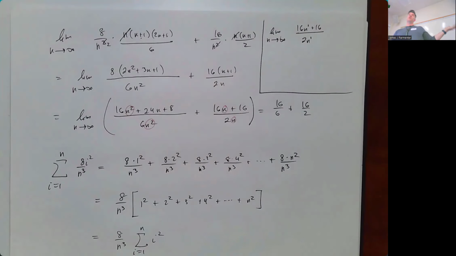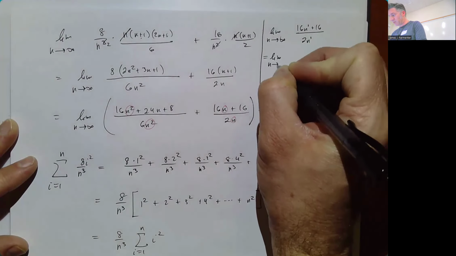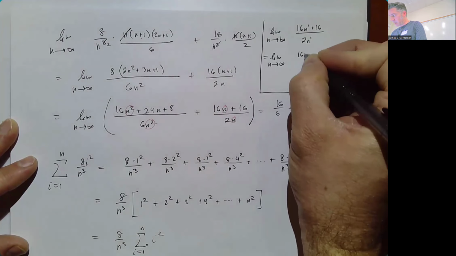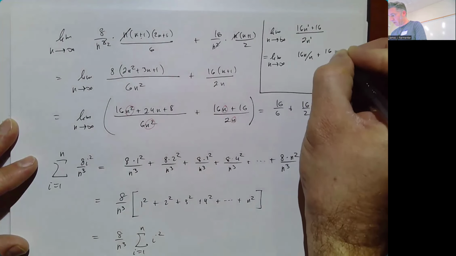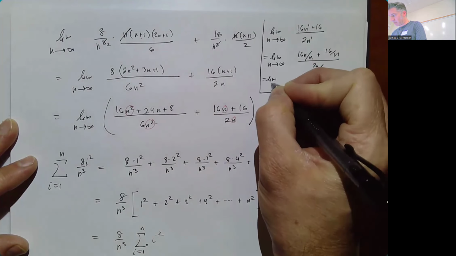You could use L'Hopital's rule, because technically you have an infinity over infinity indeterminate form. It seems like overkill to me, though. What I would do is divide everything by the highest power of n in the denominator, and get the limit as n goes to infinity of 16n over n plus 16 over n over 2n over n, which simplifies as the limit as n goes to infinity.